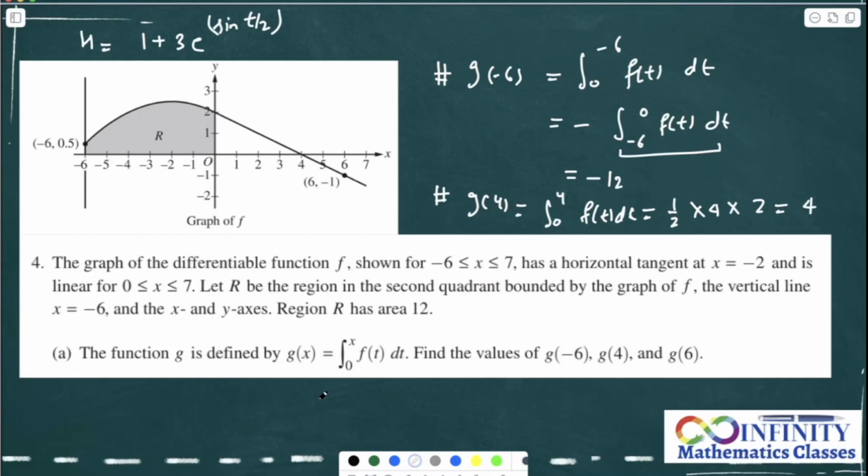And g of 6 is required. It's not a big task to get the value of g of 6. So g of 6 can be 4 for the first one, negative. This is going to be 1 by 2, 2 and 1. That is simply 1. I hope it is going to be 3. It is not a big task for you, right? So it's an easy task for you.